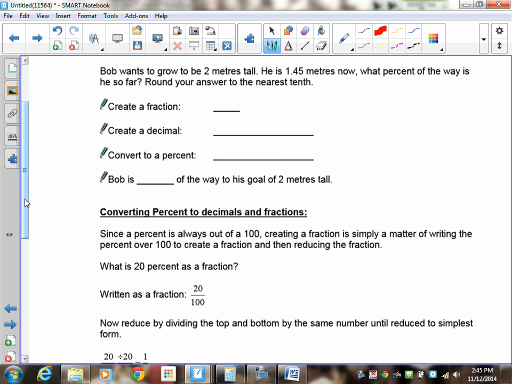All right, first thing you need to do is create the fraction. He wants to grow to be 2 meters tall, so this is 1.45 out of 2. Okay, now create the decimal. 1.45 divided by 2, and when you do that, you're going to get 0.725.